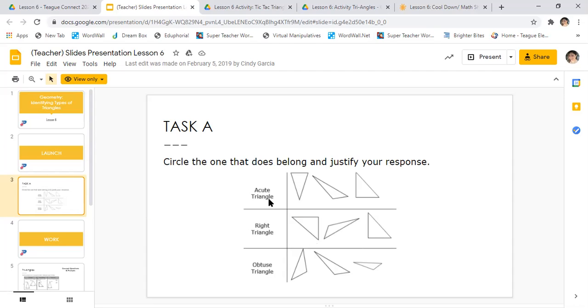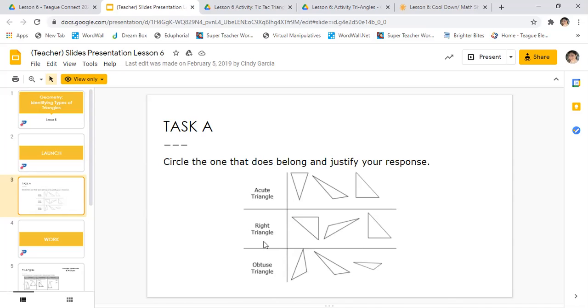Well, acute triangles are always going to have 3 acute angles on them. So this appears to be acute. The second one, if I look at this angle right here, it looks to be more than 90 degrees. So that's obtuse. That is not what we're looking for. And this one right here has the corner of a rectangle or the corner of a square. So that means it has a right angle, a 90-degree angle. That is not acute either. So the only acute triangle will be the first one. Why? Because it has 3 angles that are less than 90 degrees.